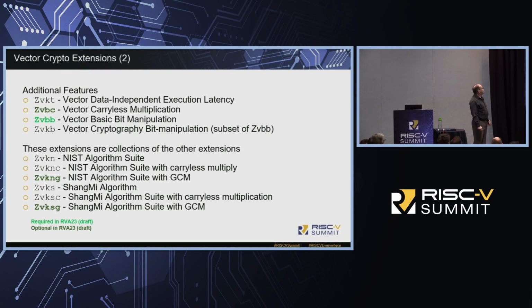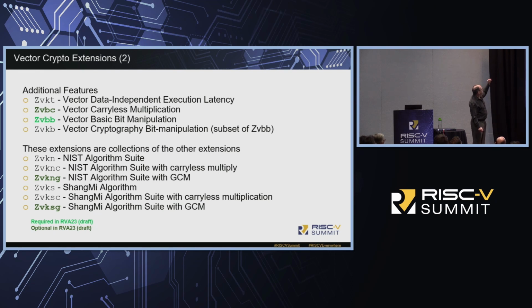ZVBB is vector basic bit manipulation. Oh, I did it again. I said the name of it. It's actually important that I did say the name of this extension because you'll notice it doesn't have a K in it, just like the last one. K stands for crypto, by the way. So we're very cryptic.